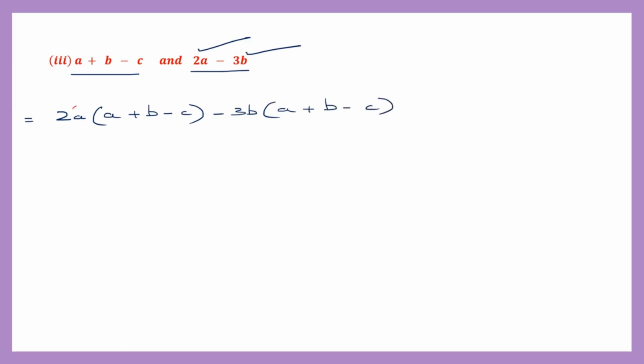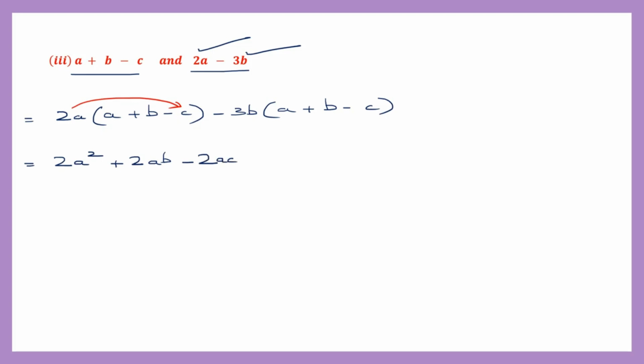Now let's begin with 2a into a. 2a into a, we can do it here itself. The numbers 2a into a is a square. So that is over. Now we have to multiply 2a into b. So 2a into b, the sign is plus, the numbers 2, a into b is ab. So that is also over. Now we multiply 2a into minus c. Minus into plus is minus, the numbers 2, a into c is ac.